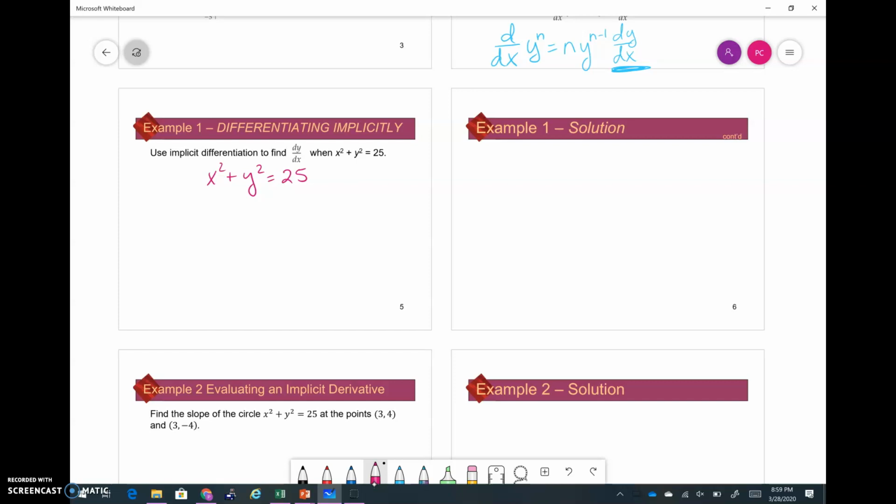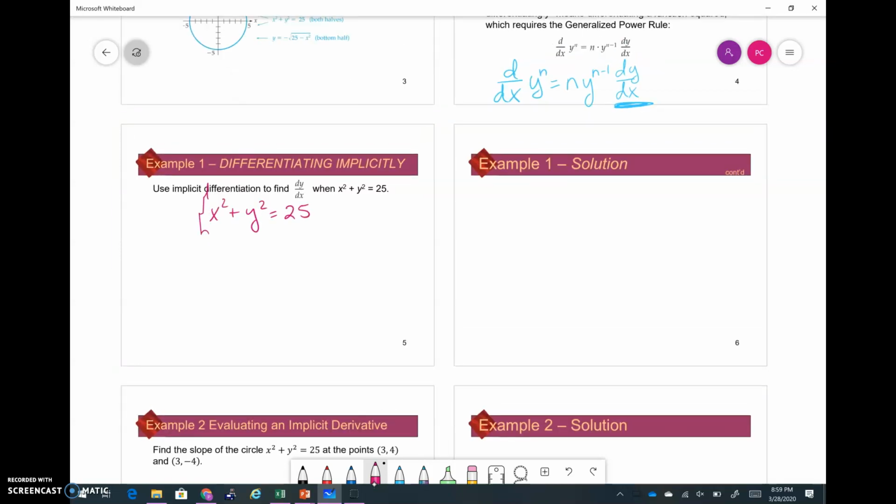So if I take the derivative with respect to x of x squared, the derivative with respect to x of y squared, and the derivative with respect to x of 25. I can't just take the derivative of one side, because I have to do the same thing to both sides in any given equation. All right, so that's what we're doing. We're taking the derivative with respect to x of each individual piece.